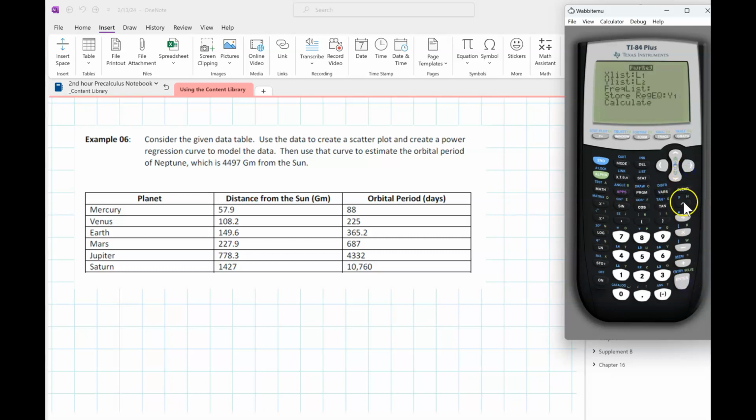Yeah. And then you press second. You already have one. Oh, and then Zoom stat. Creating power regression. Oh, wait. So there's my power regression.